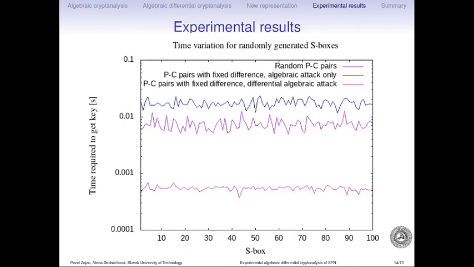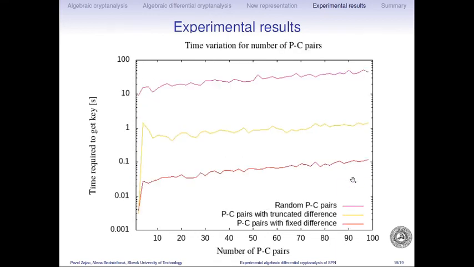Let's take a look at the experimental results. In the first experiment, we can see that the algebraic differential attack is much faster than the standard algebraic attack, regardless of the S-box choice. And if we extend this, we can also see that if we use full difference, the attack is much faster than the truncated version, where we only use differences in the first and the last round for algebraic representation. The more information from the differential we use, the faster the algebraic part is.